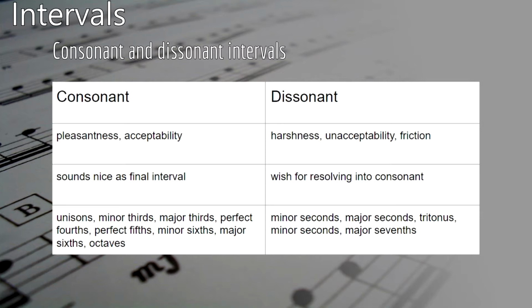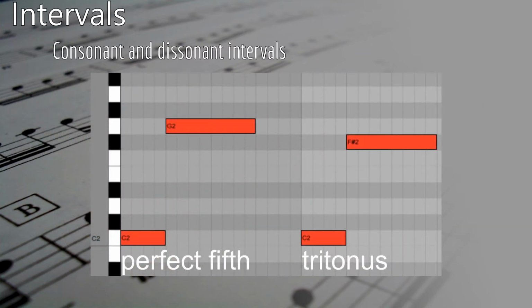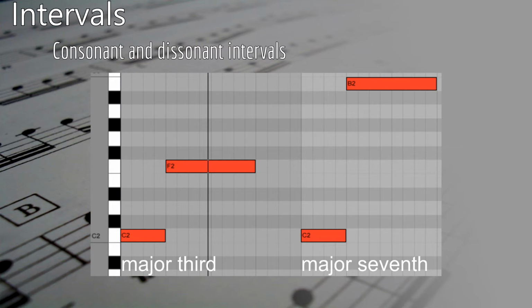And now I have some examples for you. A perfect fifth versus a tritone, and you can guess which one is a consonant and which one is a dissonant interval. And then I also have another example, a major third versus a major seventh. And I think you can also tell which one is a consonant here and which one is a dissonant.